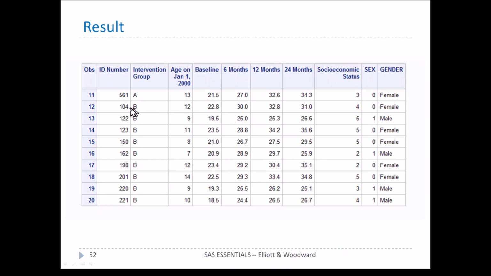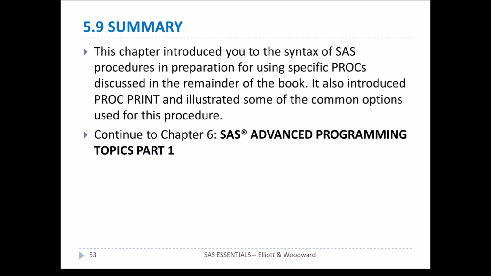Okay, so this is the result we get. We can see now that it goes from observation 11 through 20. So whatever PROC we do from now on, unless we reset it, it will only look at records 11 through 20.